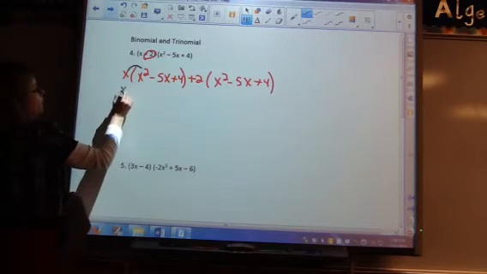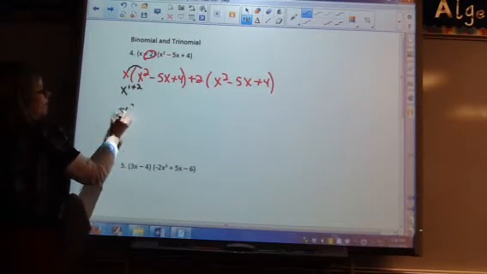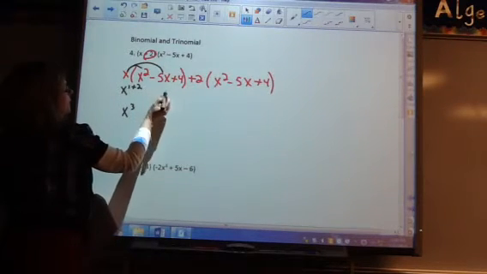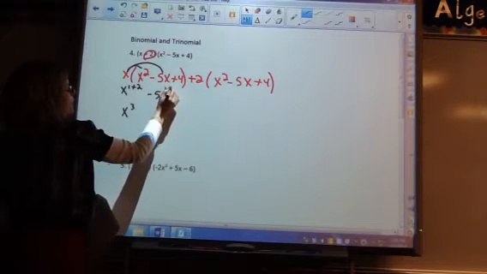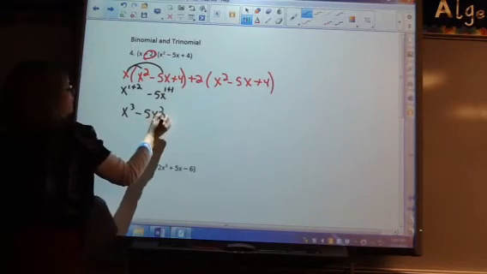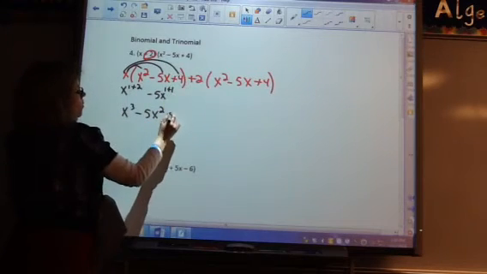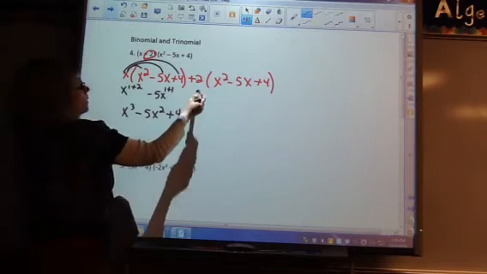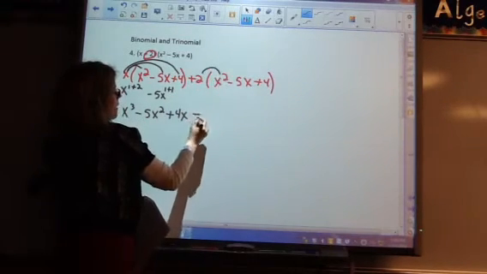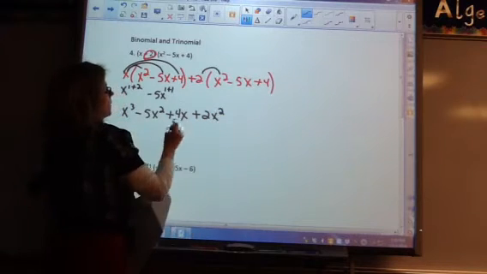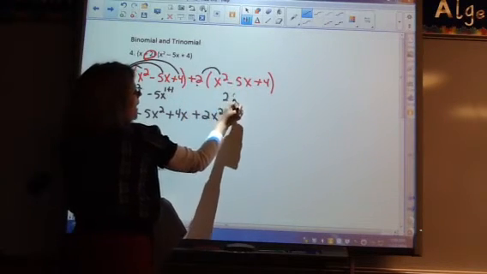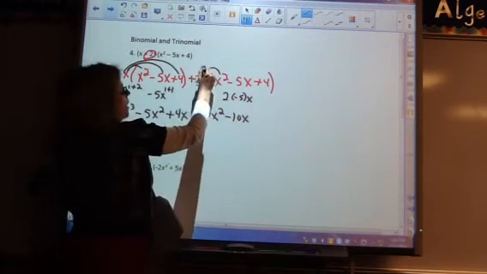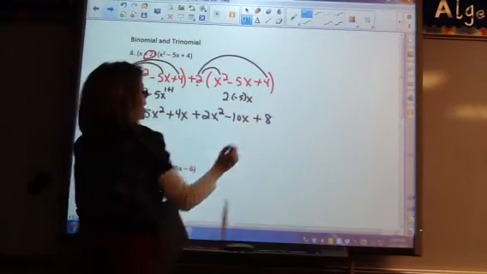X times x squared is x cubed. X times a negative 5x, so that's negative 5, add your x's. And then x times positive 4 is positive 4x. All right, now let's do the second part. 2 times x squared is a positive 2x squared. A positive 2 times a negative 5x is a negative 10x. And then a positive 2 times a positive 4 is 8.